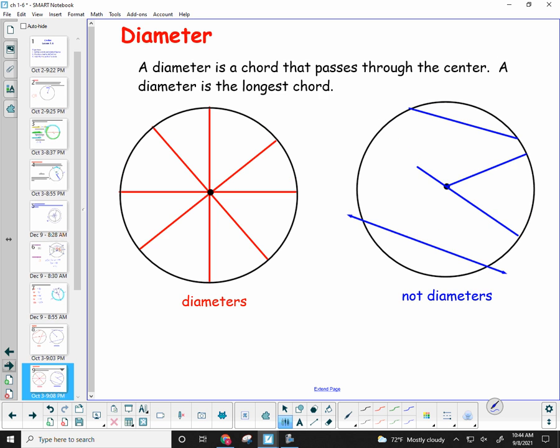All right. The next term is called a diameter. I know you've probably heard of this term before, but a diameter is a very specific chord. It's a chord that passes through the center of the circle. It's also the longest chord in a circle.